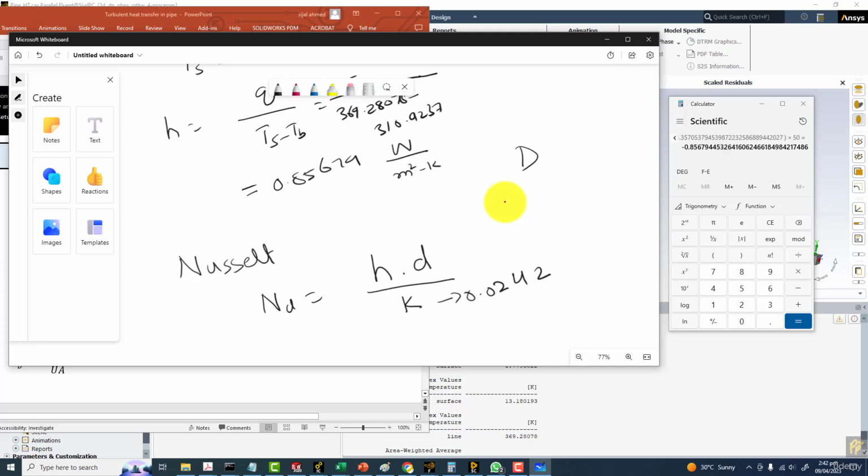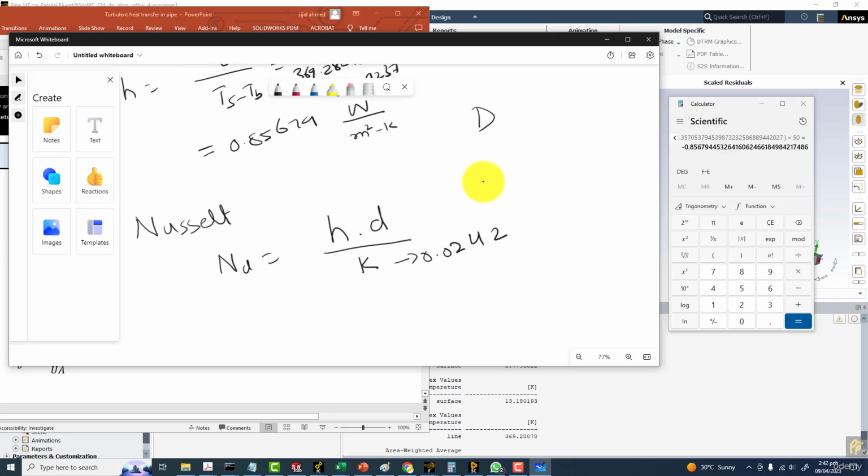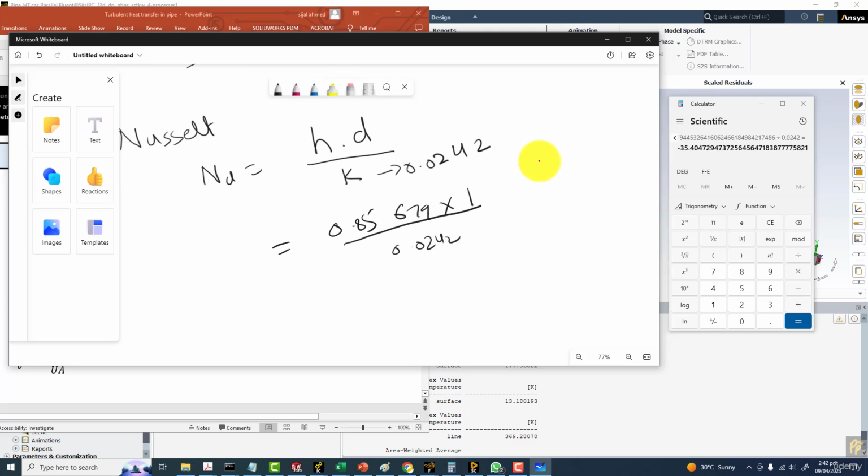So I can put the values over here. This is going to be equal to 0.85679 times diameter, which is 1, divided by 0.0242. So if I divide this value by 0.0242, we get the Nusselt number as 35.4, and this is a non-dimensional number, so there are no units for the Nusselt number.